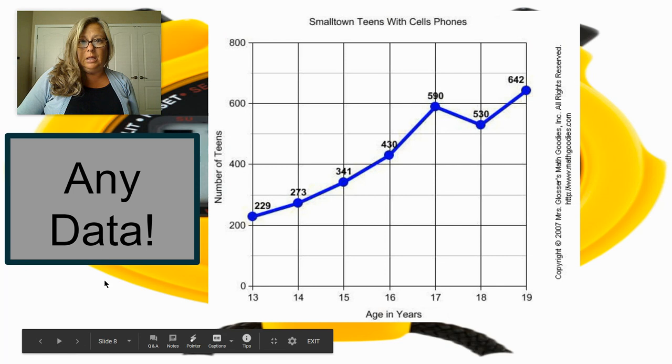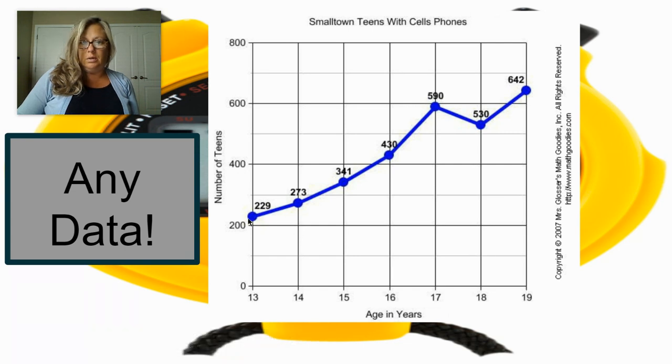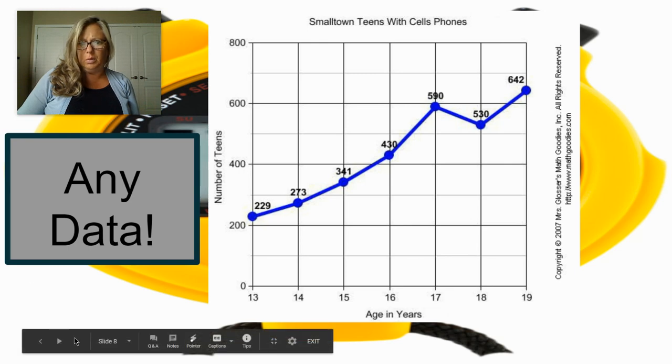All right, and then any data. This says the age in years. So here's the time across the bottom, and here are the number of teens. So this is teens with cell phones that live in small towns. So it's going from 13 years of age all the way up to 19 years of age. I wonder why 18-year-olds were less likely to have them. That's kind of weird. I wonder why.